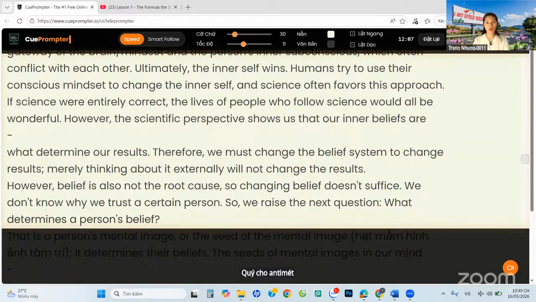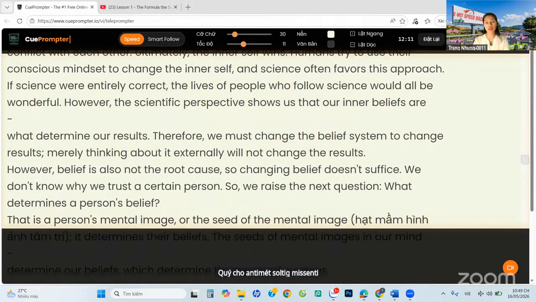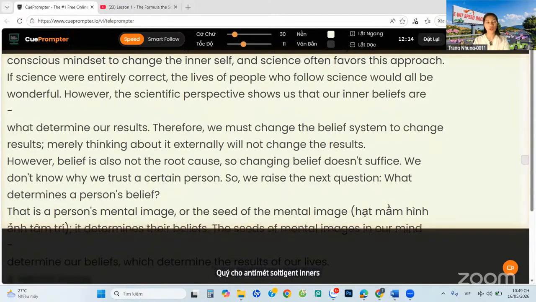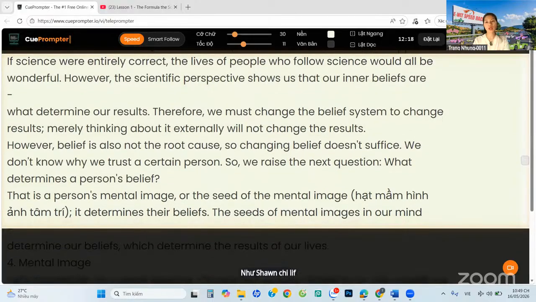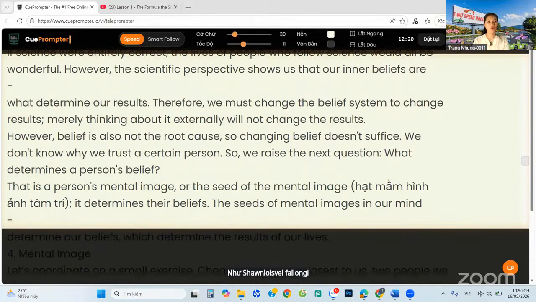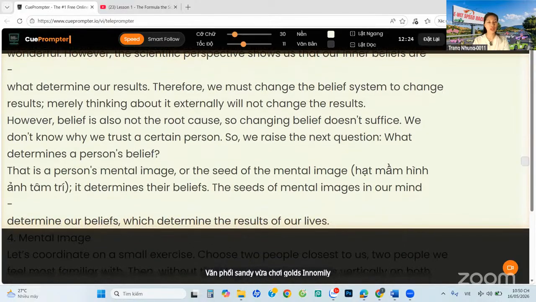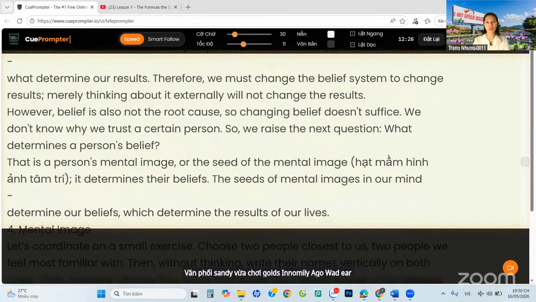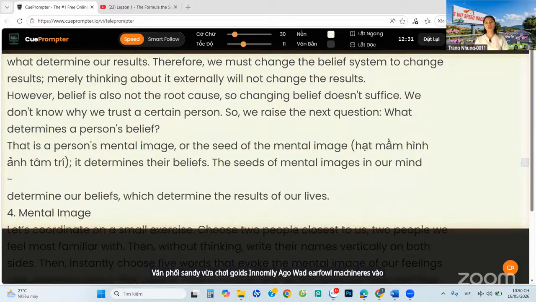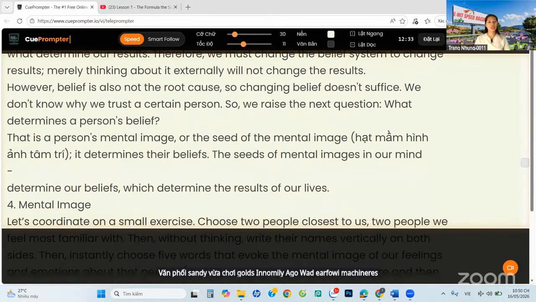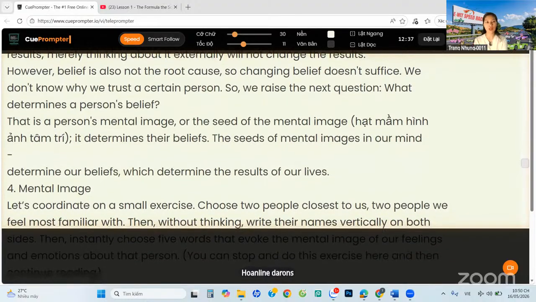Ultimately, humans try to use their conscious mindset to change the inner self, and science often favors this approach. If we try to correct our lives this way, people who know science would be able to live wonderfully. However, the scientific perspective shows that some beliefs are what determine our results. Therefore, we must train the belief system to change results. Your thinking about it internally will not change the results. However, training beliefs alone doesn't suffice.